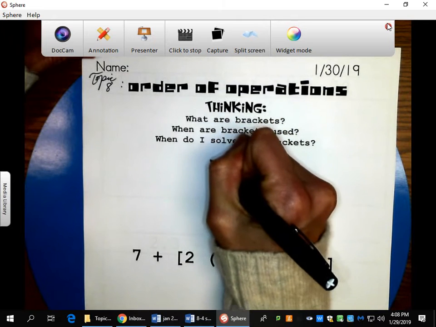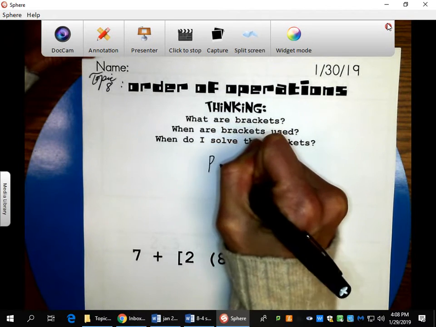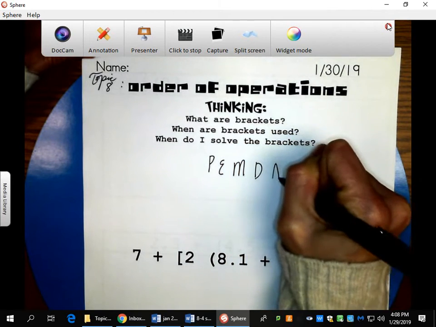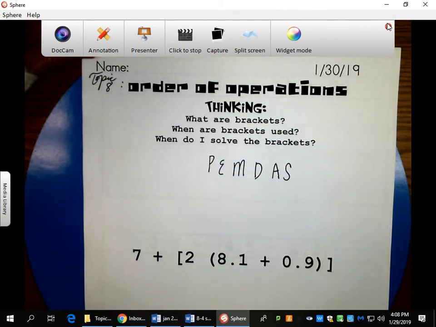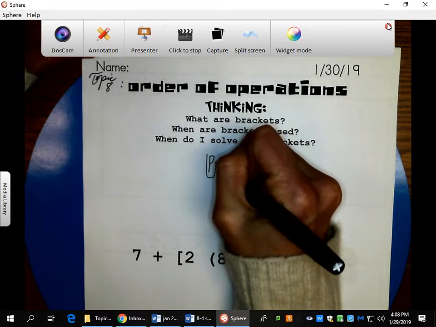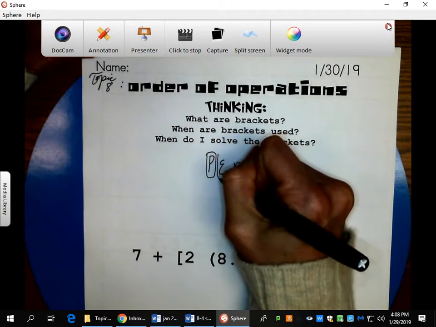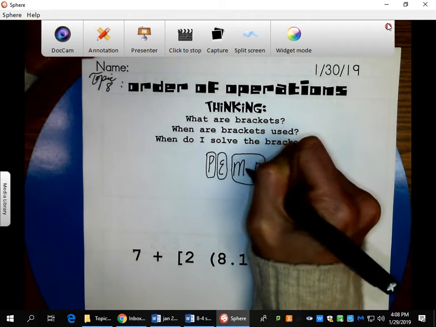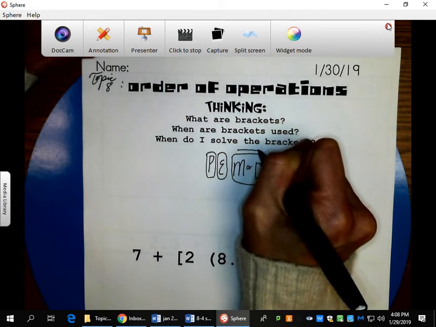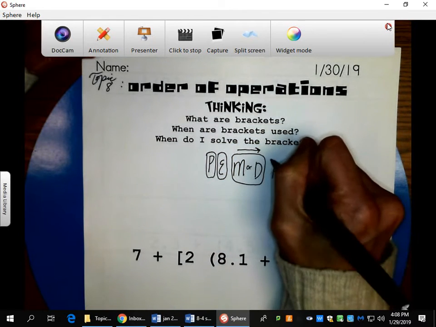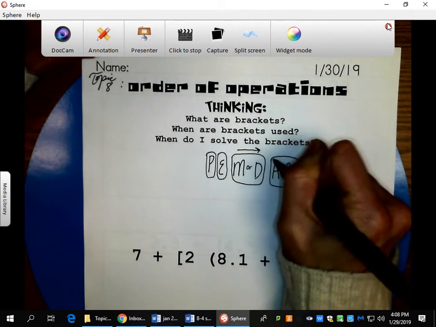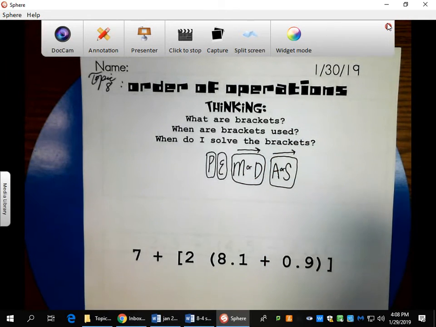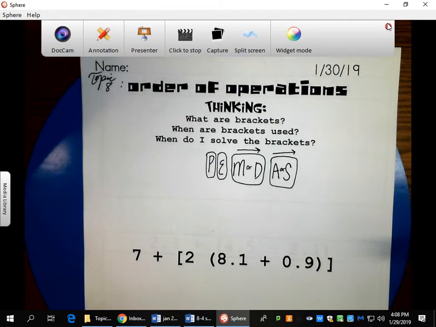What we've talked about are please excuse my dear Aunt Sally, or PEMDAS. And we talked about how first we solve parentheses, then exponents, then multiplication or division, whichever comes first when you read them in order, and then addition and subtraction, whichever comes first when you read them in order. And by the way, I do want you to make sure that you're taking the notes that I'm taking.